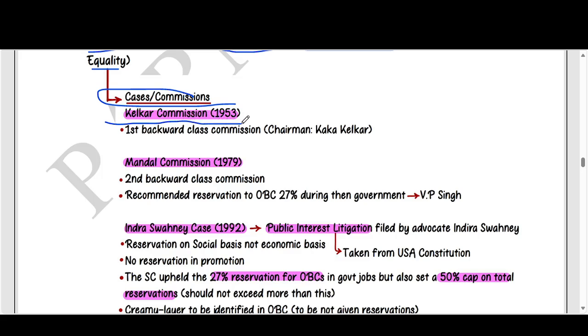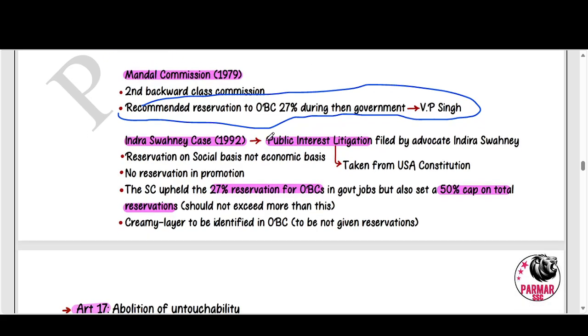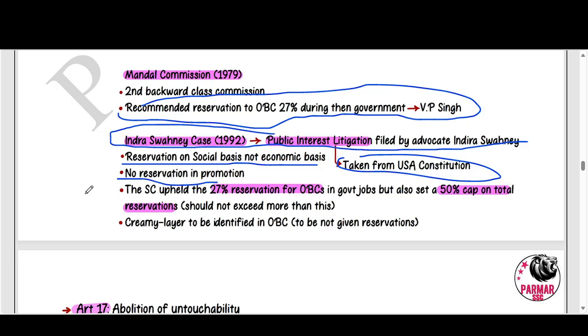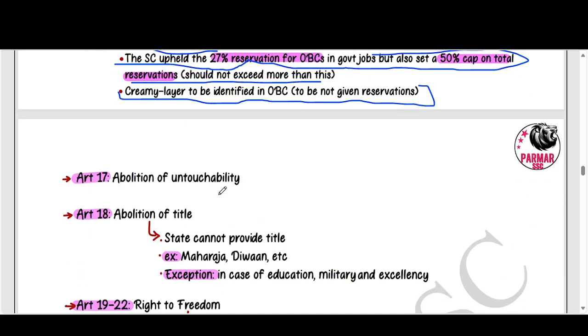Commissions: the Kalelkar Commission in 1950, the first Backward Classes Commission, chaired by Kaka Kalelkar. The Mandal Commission in 1979, the second Backward Classes Commission, recommended 27% reservation for OBCs, implemented during the government of V.P. Singh. In the Indra Sawhney case of 1992, a public interest litigation filed by advocate Indra Sawhney, the Court held that reservation is on a social basis, not an economic basis. There is no reservation in promotion. The Supreme Court upheld the reservation but set a 50% cap, which should not be exceeded. Later, the creamy layer was identified, which is not given reservation.